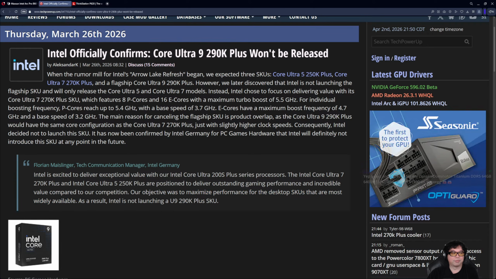As a result, Intel is not launching, so U9 is how they say it, U9 290K Plus. So there will be no Core Ultra 9 refresh. Which is quite disappointing.